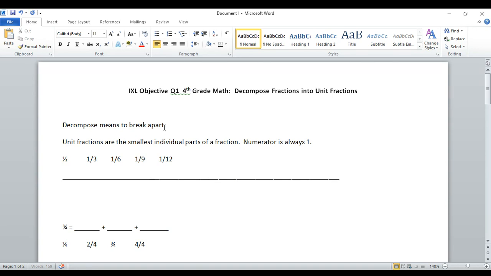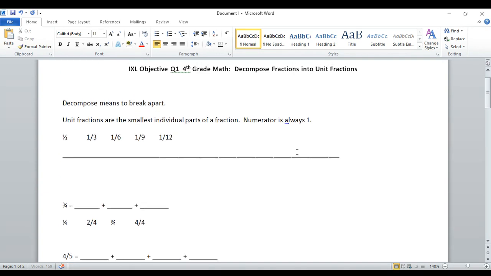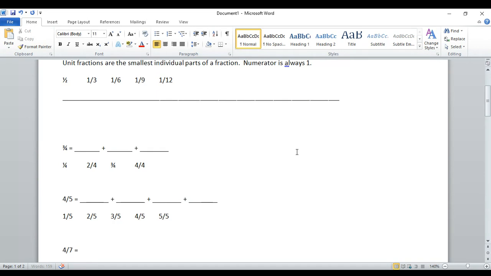So, decompose means to break apart. Unit fractions are the smallest individual parts of a fraction. The numerator or top number is always 1. So when you get to Q1, it's going to give you a couple different types of questions, and we're going to go over those. One of the things it's going to ask you to do is to decompose this fraction.